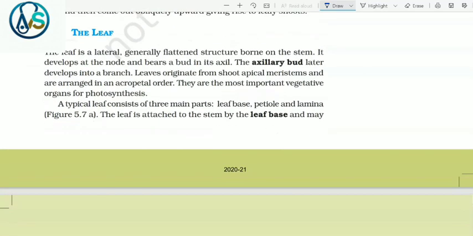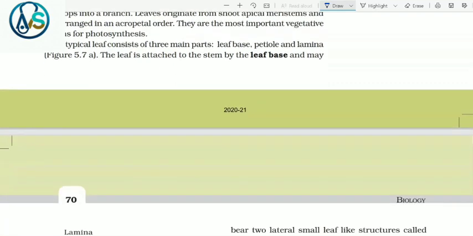5.3 The leaf. The leaf is a lateral, generally flattened structure borne on the stem. It develops at the nodes and bears a bud in its axil. The axillary bud later develops into a branch. Leaves originate from shoot apical meristems and are arranged in an acropetal order. They are the most important vegetative organs for photosynthesis.